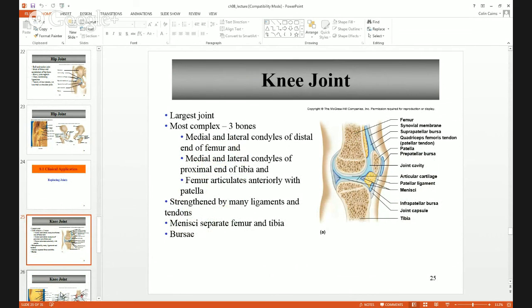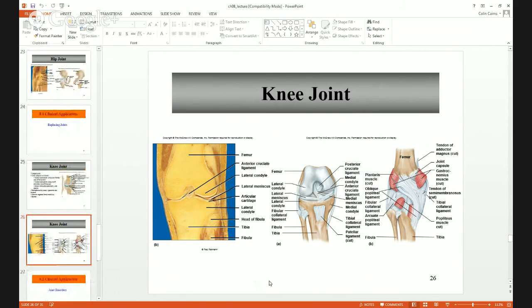because you have the femur and the tibia coming together, and the patella is also there. There's menisci, there's a bursa, the joint capsule, there's synovial membrane, there's all sorts of tendons, and there's ligaments on each side and then behind.